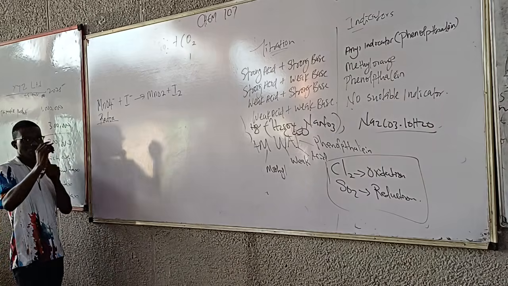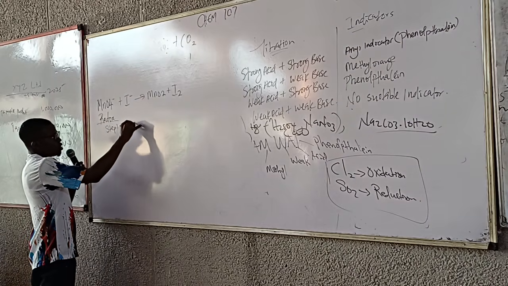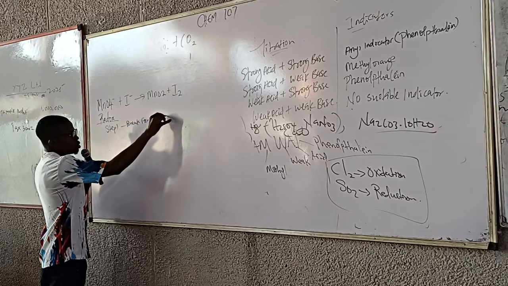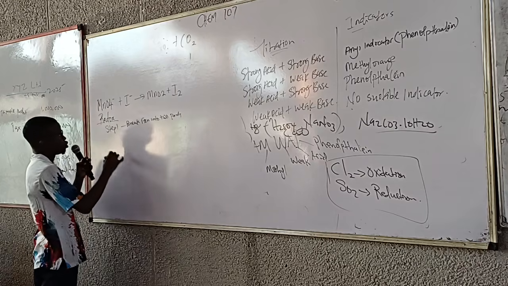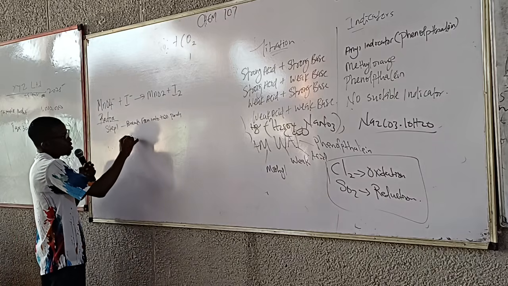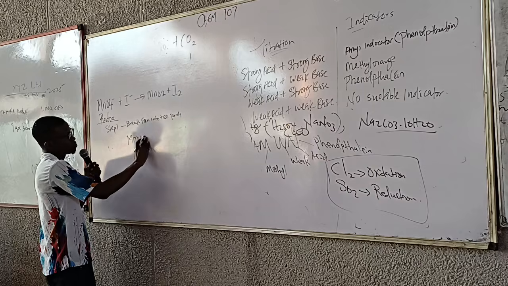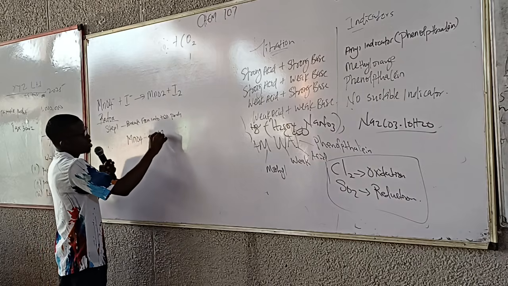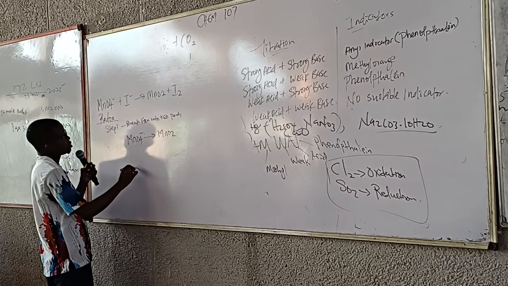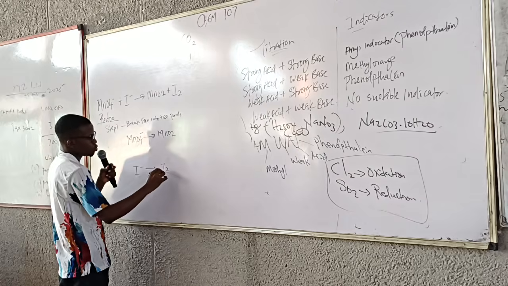Okay. So step one. Break the reaction into 2 parts. So we have MnO4 minus to give MnO2, and the second one is I minus to give I2.